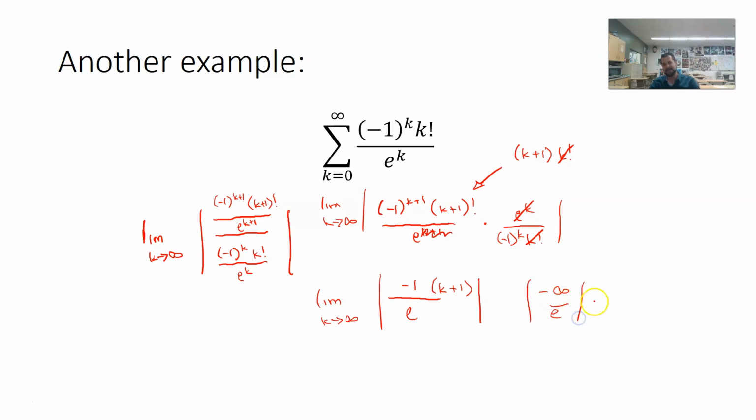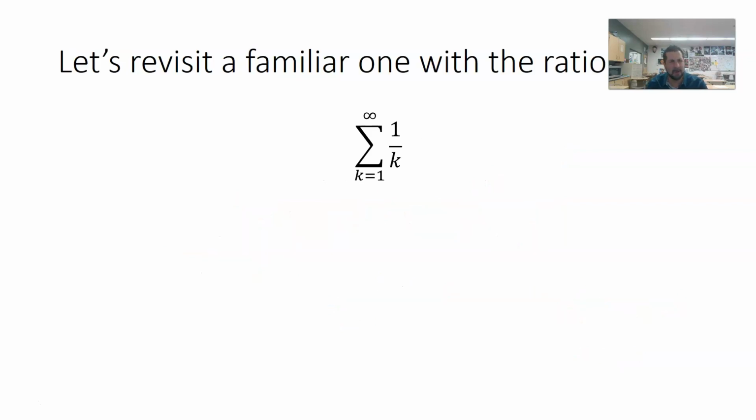I do the absolute value of that, and that just becomes infinity over e. I promise you, although I don't know exactly what that number is, it's bigger than 1. So since that is bigger than 1, we know that this series is divergent. Okay? And again, hopefully that makes sense when we're using the ratio test.